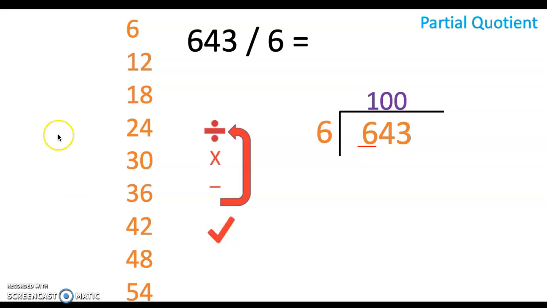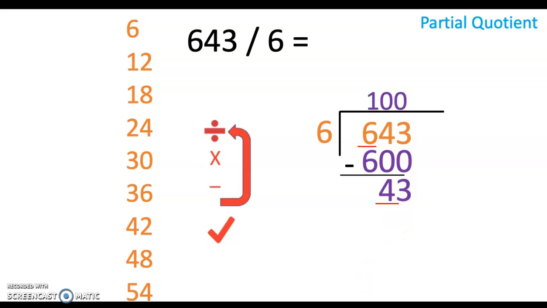Now we have divided, so now let's multiply. 100 times 6 is 600. When we subtract, we are left over with 43. Now we're ready to repeat back to division. When we repeat, we're going to now be in the tens place.